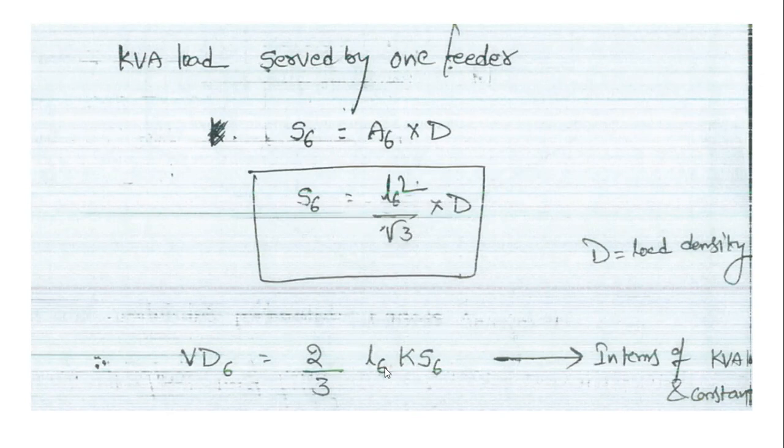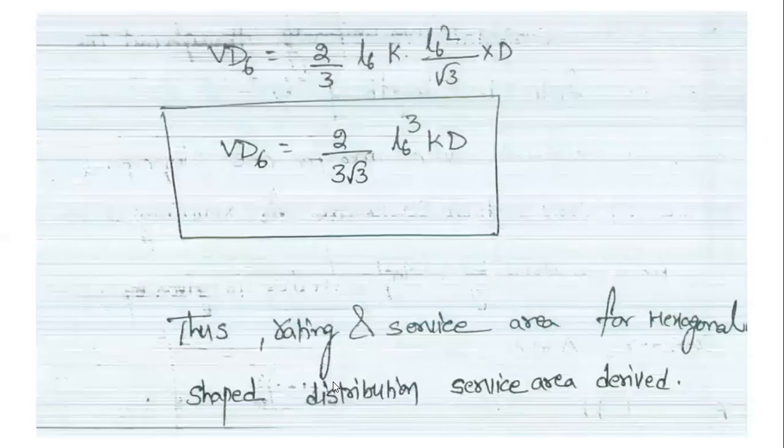Therefore 2 by 3 into L6 into K into L6 square by root 3 into D. Okay, L6 square into L6 is the L6 cube. So it is 2 by 3 root 3 into L6 cube by KD. Okay, this is the voltage drop at a single feeder, that is VD6 is equal to 2 by 3 root 3 L6 cube K into D.